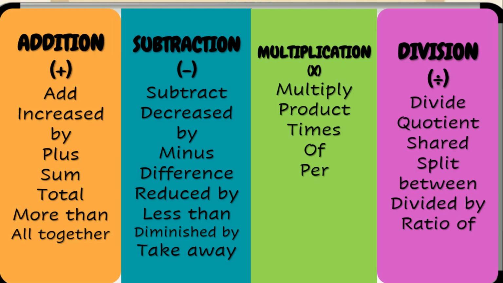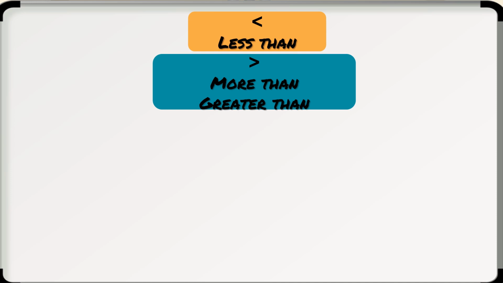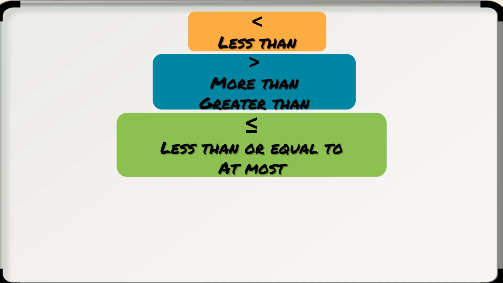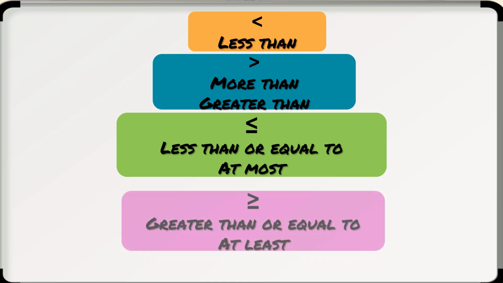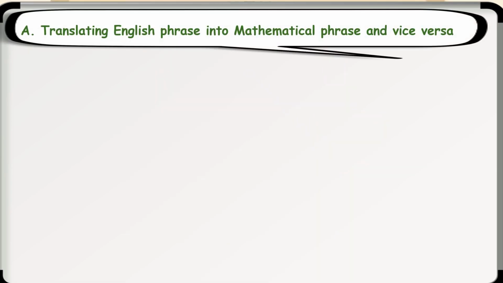We also have other symbols, especially in translating English sentences into mathematical sentences. These are less than, more than, or also called as greater than, less than or equal to, also called as at most, greater than or equal to, also called as at least, and not equal to. Let's now have the examples on translating English phrase into mathematical phrase and vice versa.